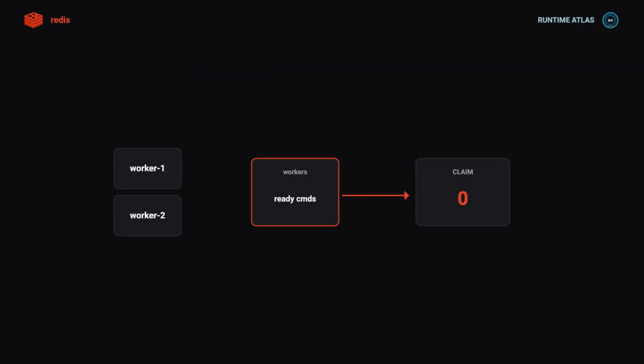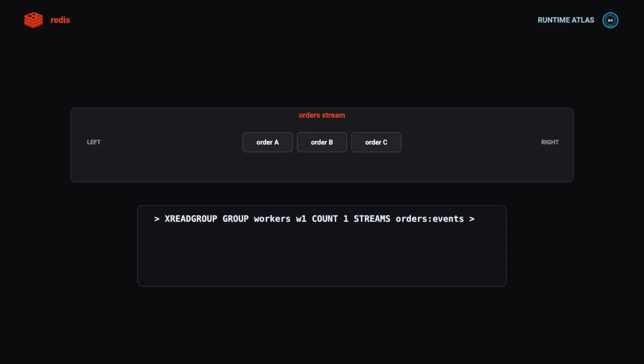Workers read from the group using XREADGROUP, passing the group name and a stable consumer name. The greater-than position means give me entries that this group has never delivered before. Redis assigns order A to worker 1, then order B to worker 2, and so on. Under normal healthy operation, two workers in the same group do not both receive the same new stream entry.